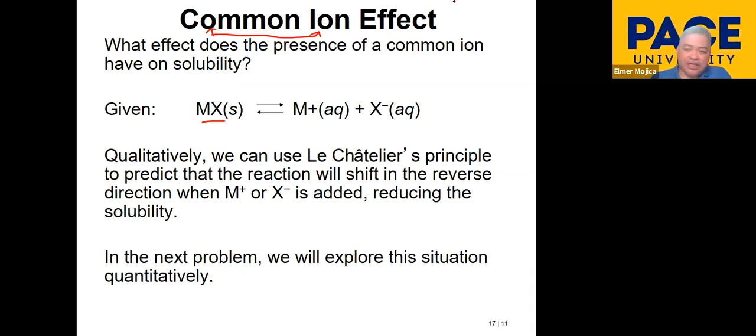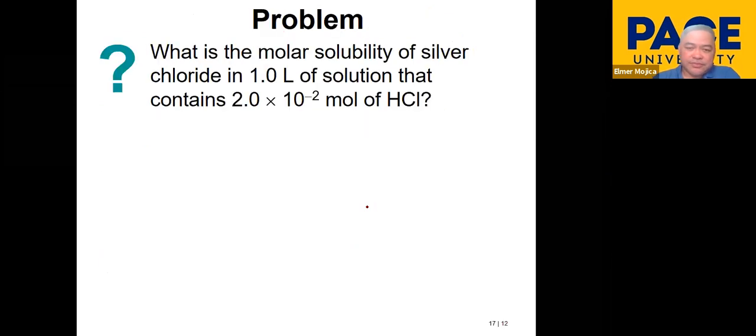Because as I have discussed before in equilibrium, which is your exam on Thursday, we can use Le Chatelier's principle to predict that the reaction will shift in the reverse direction when M+ or X-, any of the common ion of your material, is added, reducing the solubility. Okay? So let's try to do this one.